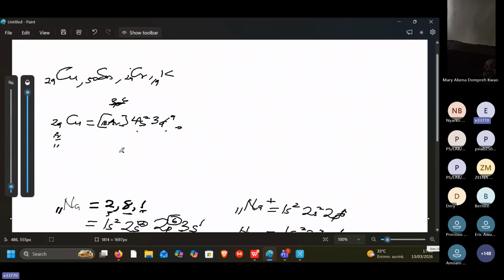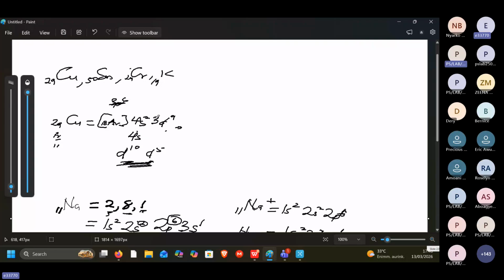However, the d orbital prefers to be fully filled or partially filled to be much more stable. The d orbital will be okay when it is fully filled or when it is half filled. So in this case, we take one from the 4s, it becomes 4s1, then 3d10. That's how copper will be. In fact, this is what you call the abnormalities of the periodic table.